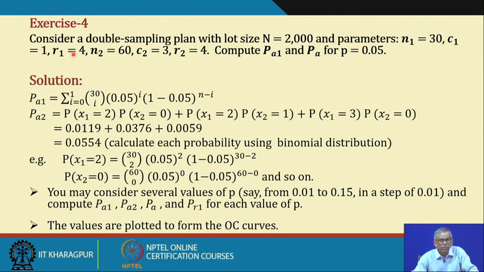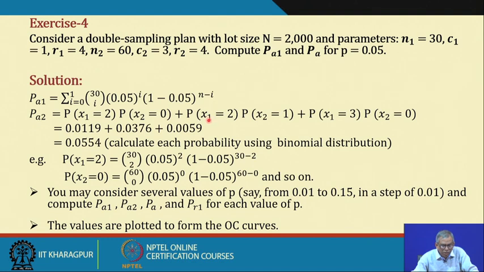That means for making a decision you have to draw the second sample of size 60. So these conditions are mentioned. That means in the first sample, the number of non-conforming units is a random variable. So suppose x1 equals 2. You are going to draw the second sample, and in the second sample you may not get any non-conforming unit, that is x2 equals 0.